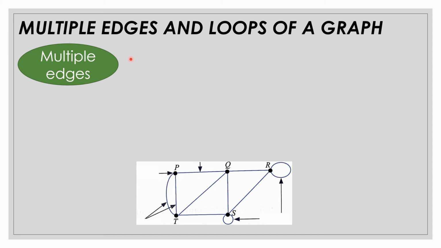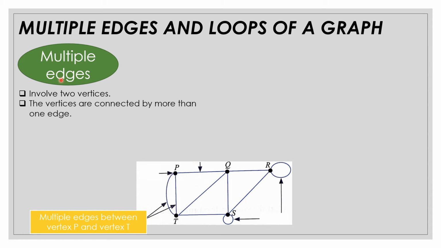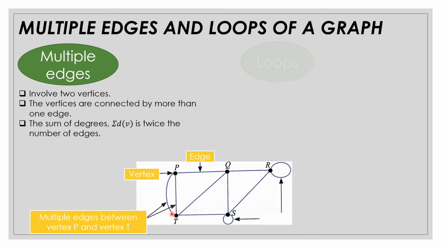Just now we learned the simple graph. Now we look at the multiple edges and loops of a graph. So what are multiple edges? Multiple edges involve 2 vertices that are connected by more than one edge. So you can see the vertices P and T are connected by more than one edge. So you have 2 edges here. And the sum of degree, just like before, is twice the number of edges.